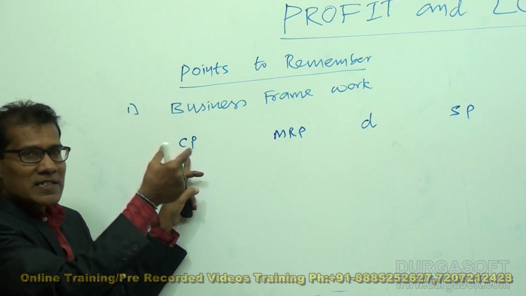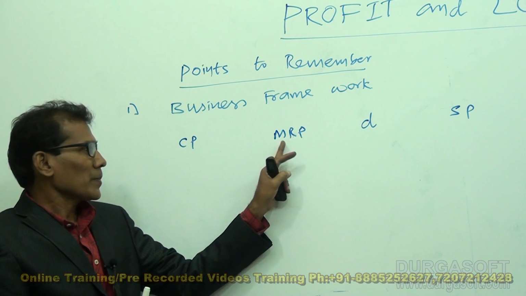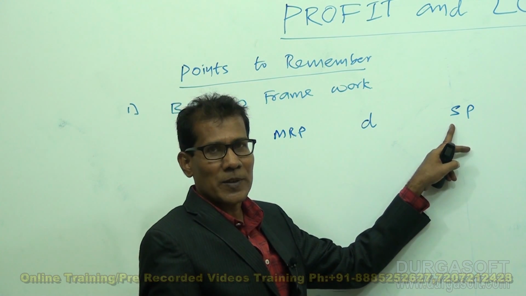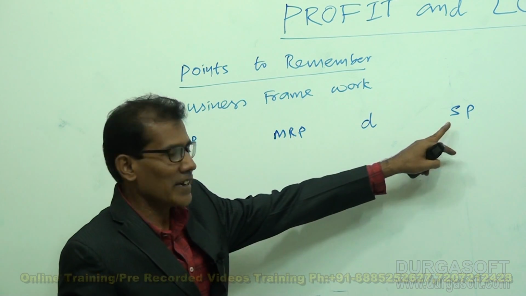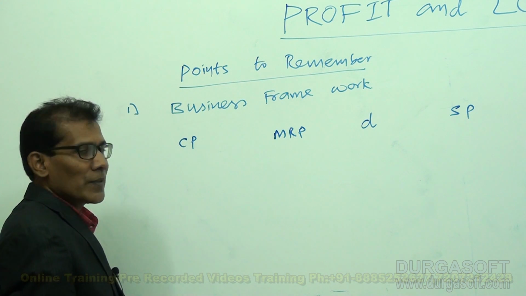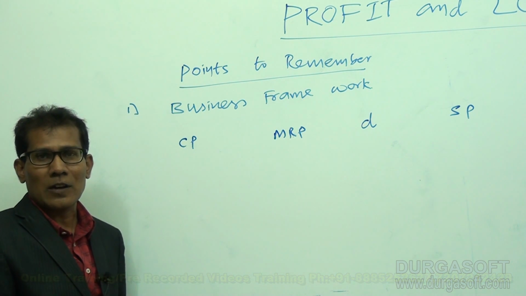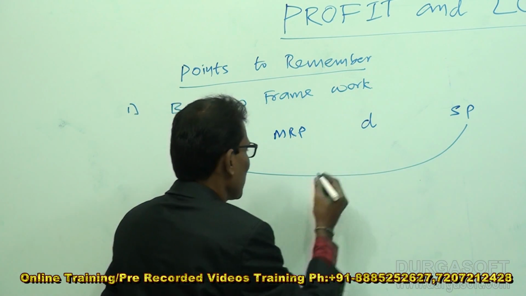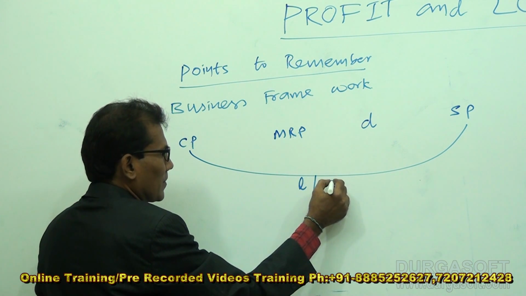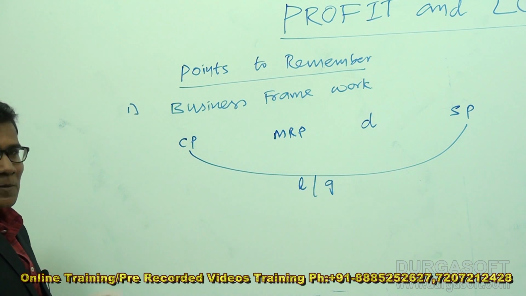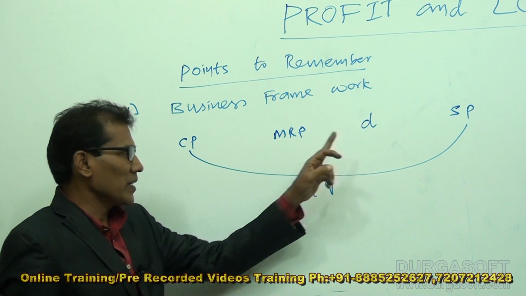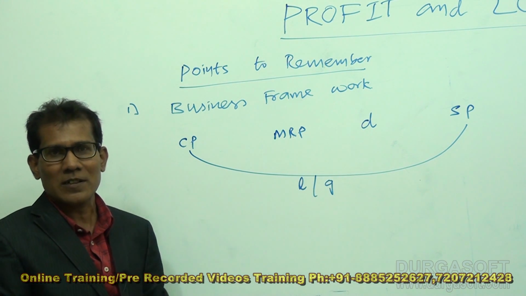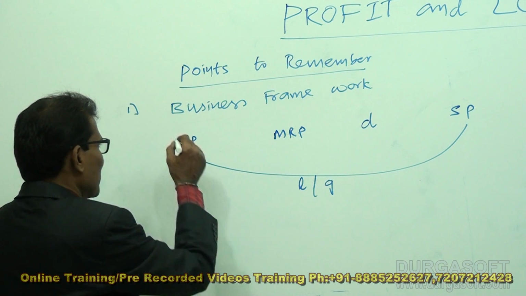On the cost price something is added and that becomes the MRP. From the MRP something is deducted, that is the discount, and that gives the selling price. This is the starting of the business and this is the ending of the business. In the meanwhile, whether the business ends with profit or loss is very important. The loss or gain depends only on these two things. So now we know all the terms: cost price, MRP, discount, selling price, loss or gain. This discount can also be expressed in terms of percentages. This is called the business framework.